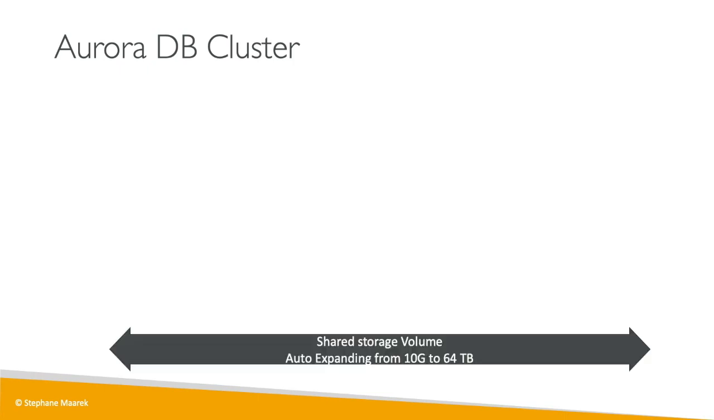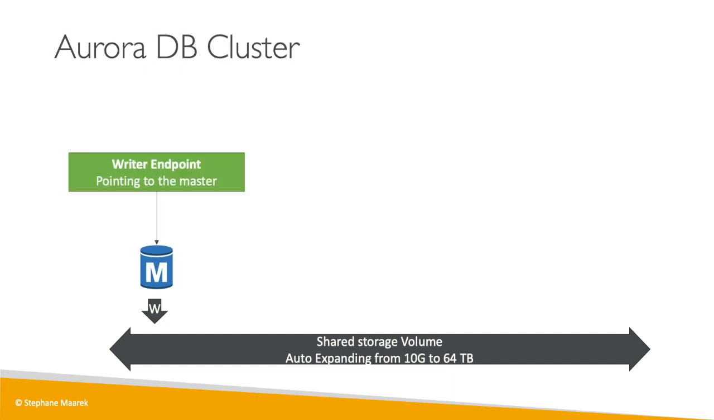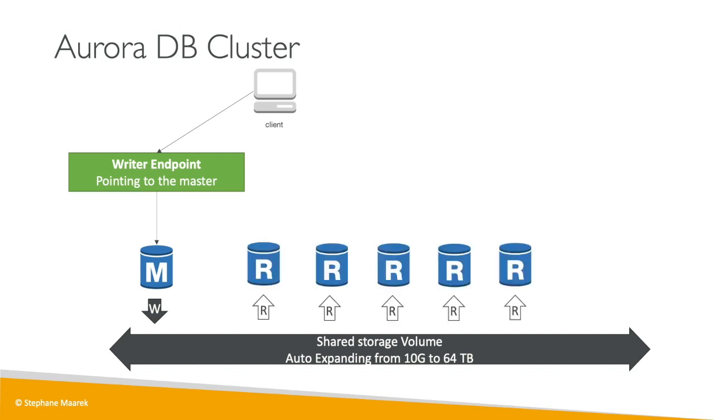So as we said, we have a shared storage volume and it's auto-expanding from 10 gigabytes to 64 terabytes. Really cool feature. Your master is the only thing that will write to your storage. And because the master can change and fail over, what Aurora provides you is what's called a writer endpoint. So it's a DNS name, a writer endpoint, and it's always pointing to the master. So even if the master fails over, your client still talks to the writer endpoint and is automatically redirected to the right instance.